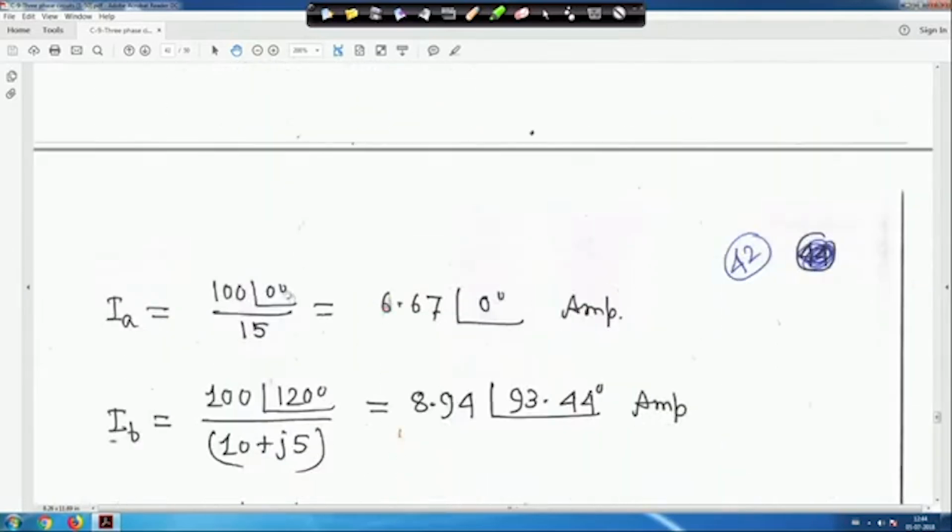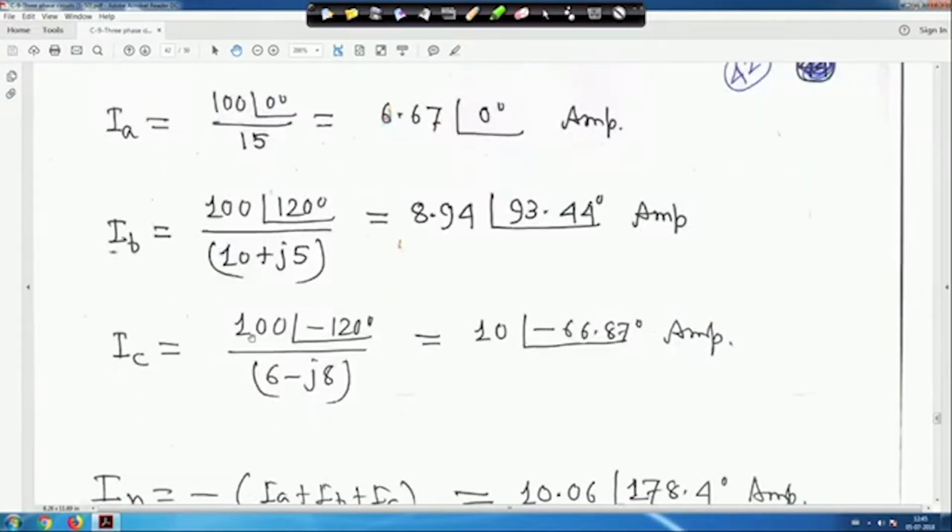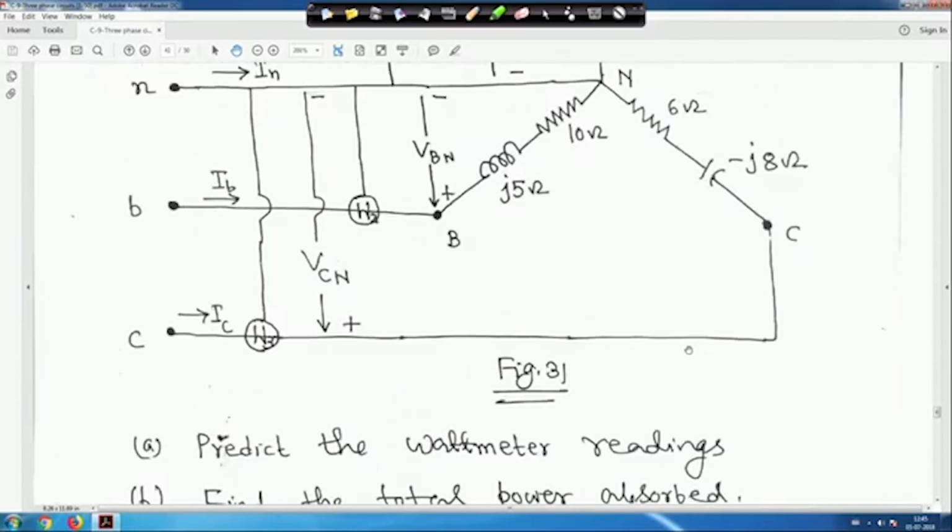Now, IA is equal to, for phase A, 100 angle 0 divided by 15, it is 6.67 angle 0 degree ampere. Similarly, for phase B it is 100 angle 120 divided by 10 plus j5, it is 8.94 angle 93.44 degree ampere. Similarly, for phase C, 100 angle minus 120 divided by 6 minus j8, it will be 10 angle minus 66.87 degree ampere.